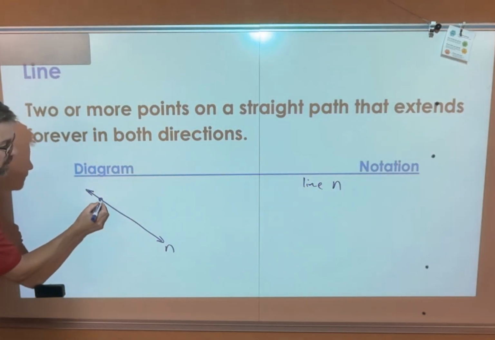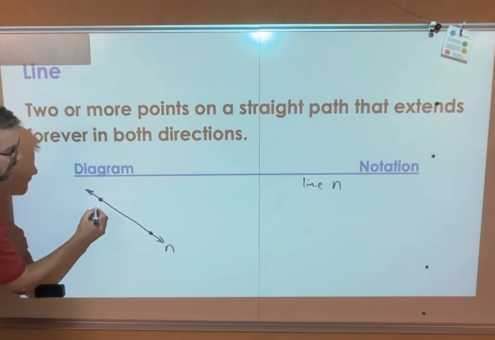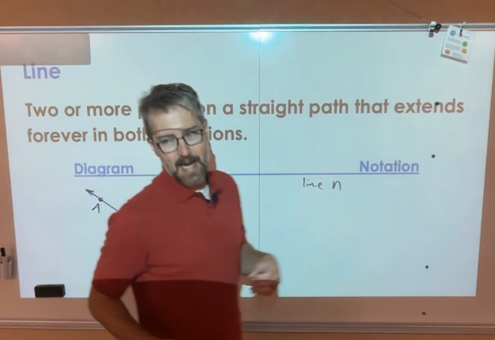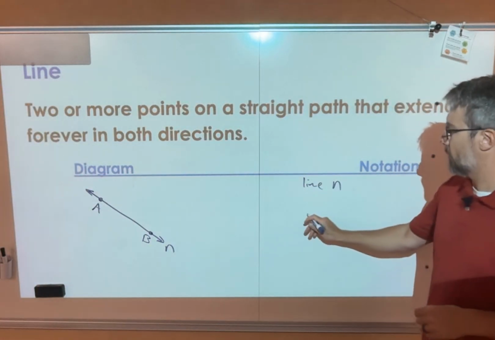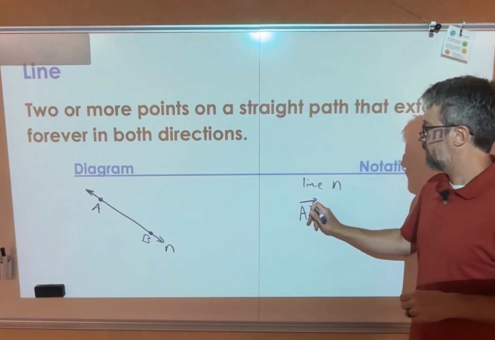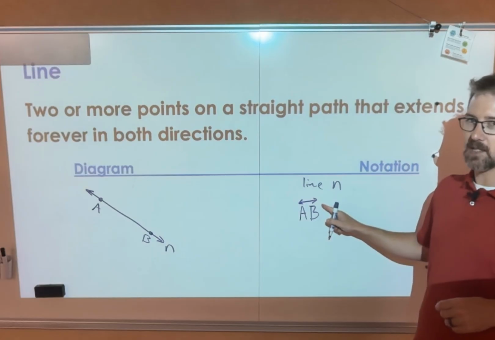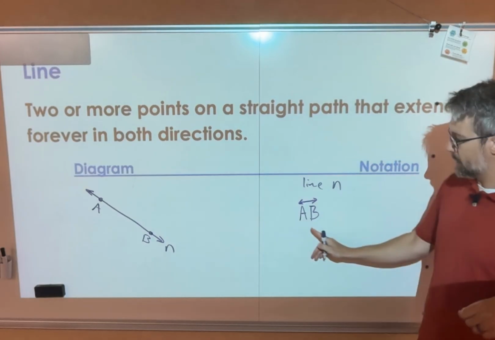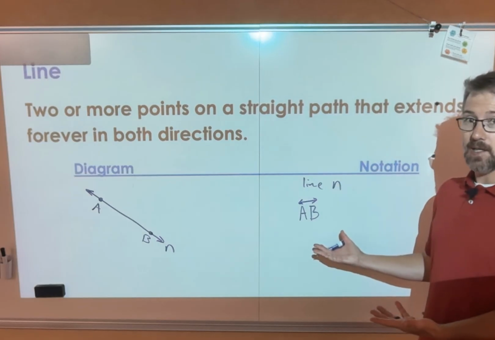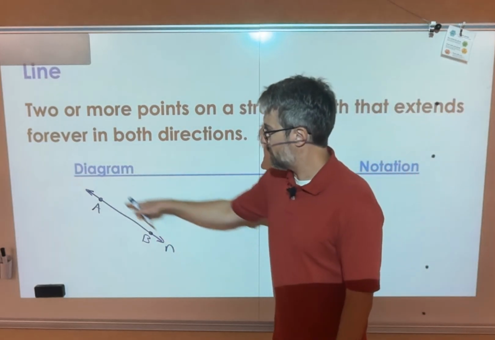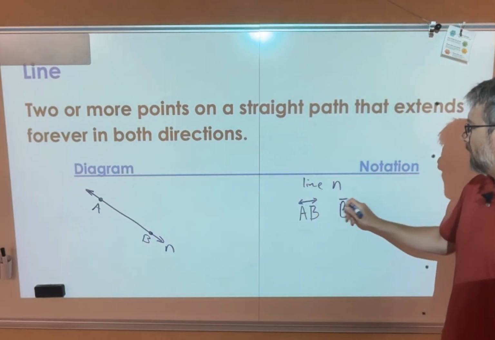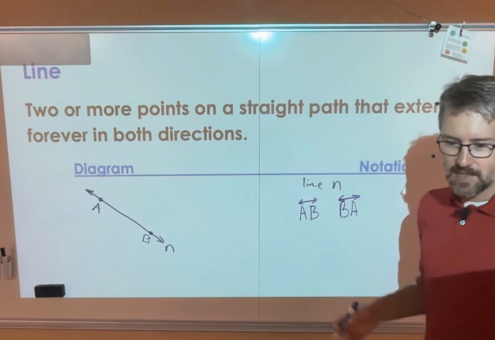Oftentimes, though, it's going to have two labeled points. So just like before, capital letters, little dots with them. And so we could call this line AB. Now, the way we would label that, we would say it's AB, and you'd put a little line on top of it with arrows in both directions. That tells me that it's a line that extends forever in both directions and goes through these two points. Now, question, does order matter here? Not really, because AB and BA, they both extend forever in both directions, so we could also make it like that, and that indicates the exact same thing.